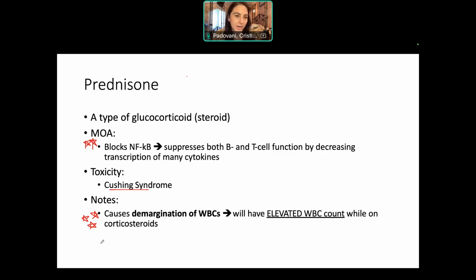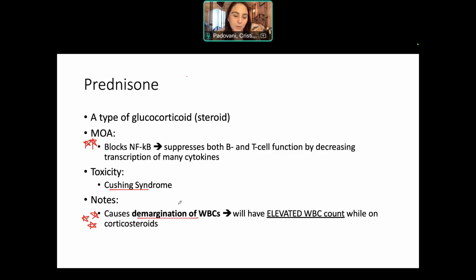So if you have a patient with a COPD exacerbation, a lot of the times you treat that with an infused glucocorticoid. Usually it's methylprednisolone, something like that. You give a glucocorticoid to this patient to try and tone down the immune system, help them get everything under control. Glucocorticoids cause demargination of white blood cells. What this means is that usually if you're on a steroid, you have an elevated white blood cell count.